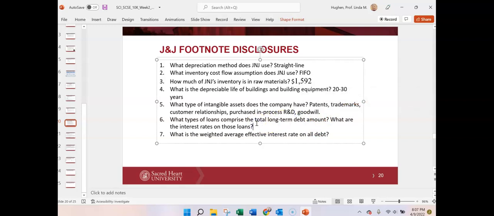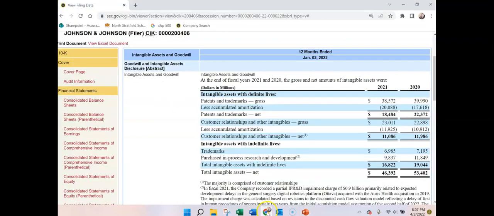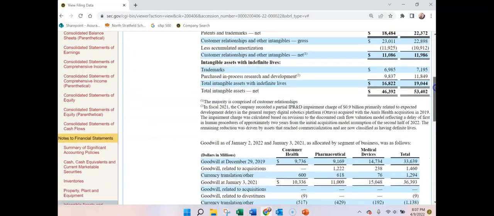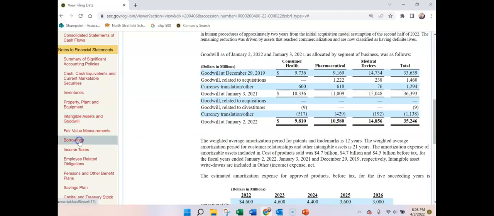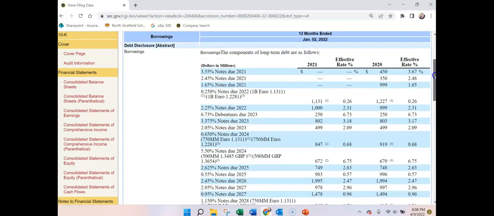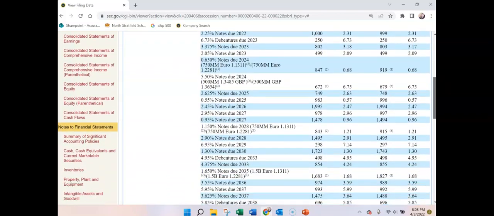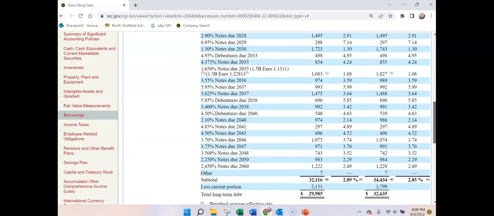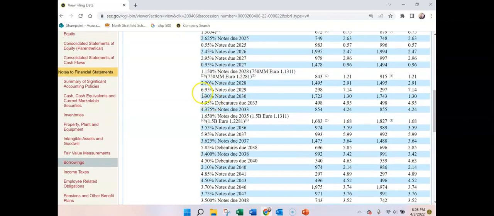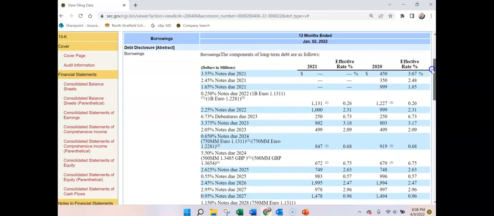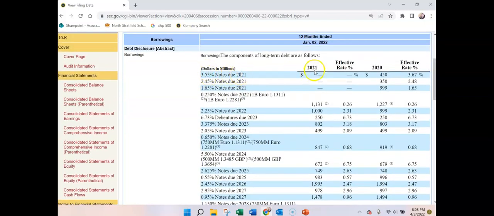Next question says, what types of loans comprise the total long-term debt amount, and what are the interest rates on these loans? So let's go to the debt footnote. I'm looking for something called total debt, long-term debt, and Johnson & Johnson calls it borrowings. Now, I'm not going to be able to copy over all this information, but what I see is a listing here of all of the notes, all of the long-term liabilities or long-term debt that the company has. The stated rate is listed here with the maturity date. This is the principal amount that we see here in column 2021, and then the effective or market rate.